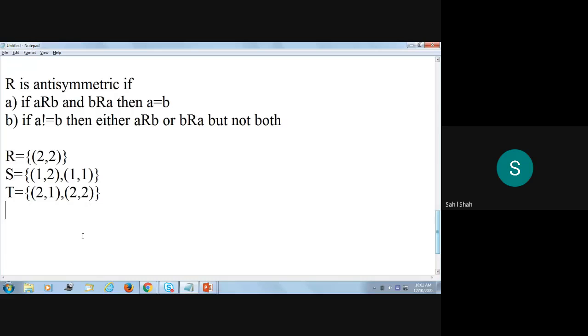From number theory, the less than or equal to relation on the set of natural numbers N will be a good example of an anti-symmetric relation. Am I clear? So you can have self loops, but you cannot have both the pairs present in case A and B are non-equal.